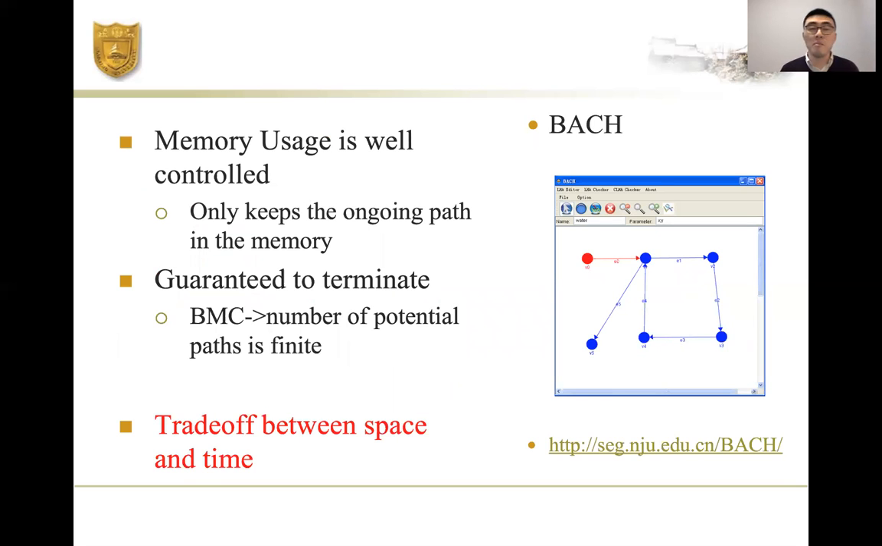In this way, the memory usage is well controlled, and the reason is we only keep the ongoing path in memory because we are doing DFS. So we don't need to remember all the other branches. We just follow the ongoing direction, so we will not use lots of memory space, and this method is guaranteed to terminate because you are doing BMC. It means the number of potential paths is finite, so you can enumerate them one by one, then you can finish the checking. Basically, as I said, it's a trade-off between space and time.